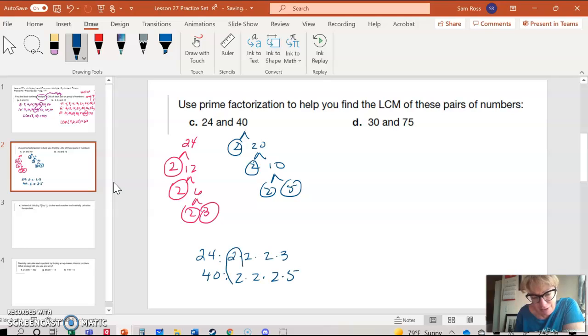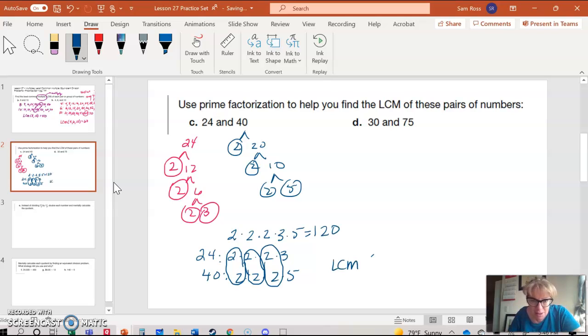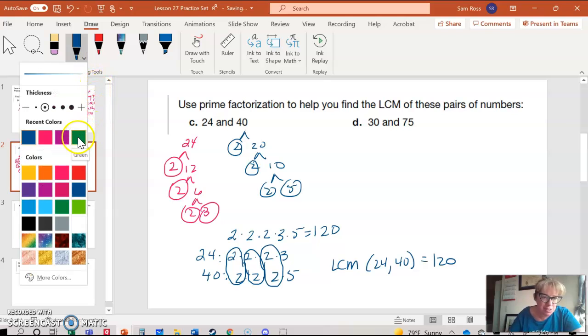Let's see. I tried this once before, and I think I was doing the LCM. These they have in common, so that's 2. These they have in common, so that's 2. These they have in common, so that's 2. Times 3 times 5. So 2 times 2 is 4, times 2 is 8. 8 times 3 is 24. Get the calculator out for 24 times 5. 120. So the LCM of 24 and 40 is 120, and that's how you find it using the prime factorization.